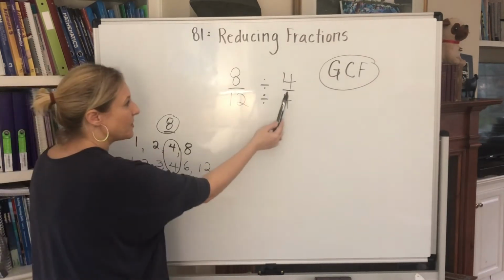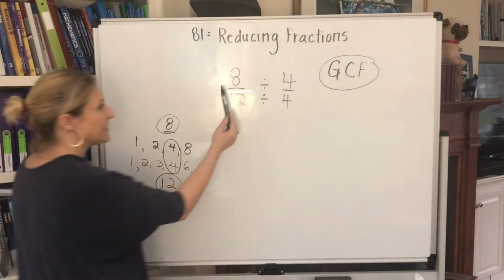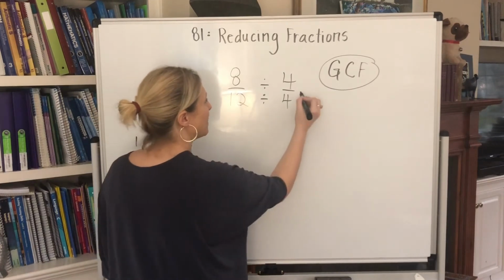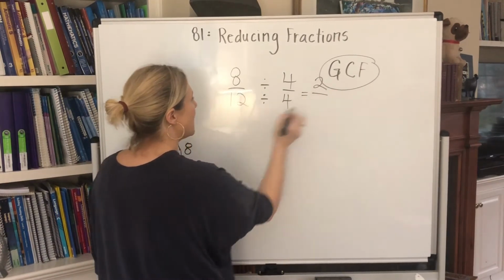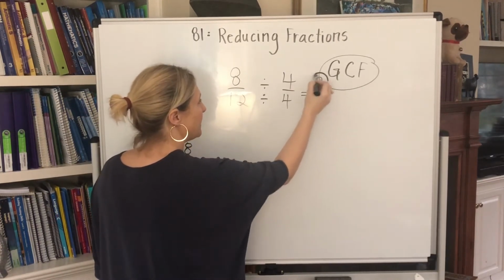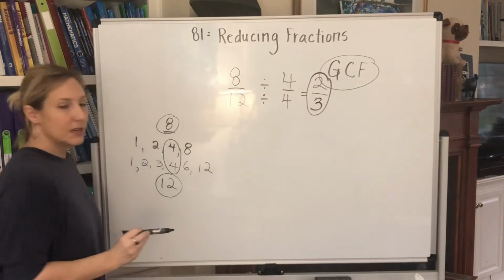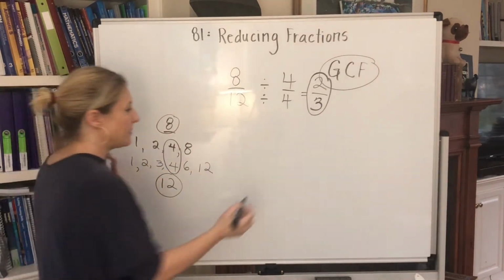And that's why they chose to reduce this by 4. You have to divide the top by 4 and the bottom by 4. So 8 divided by 4 is 2. And 12 divided by 4 is 3. Leaving you with 2/3 as a reduced form of 8/12. Now let me show you that in a picture.